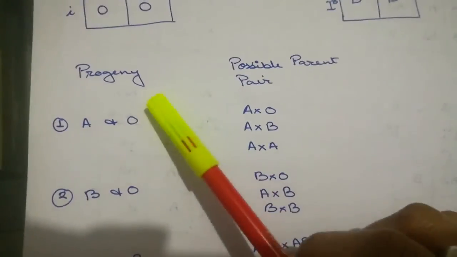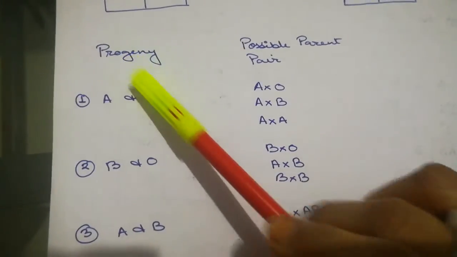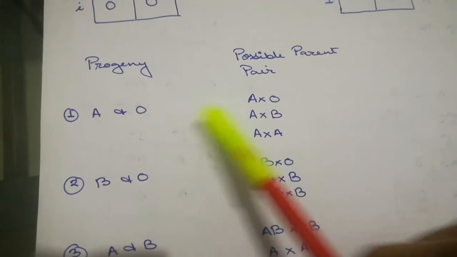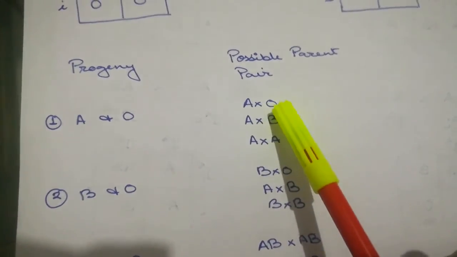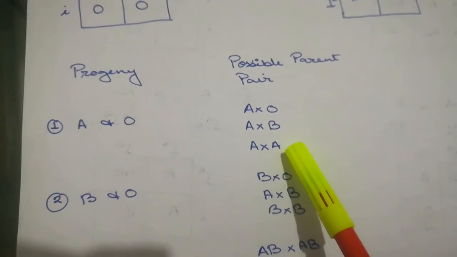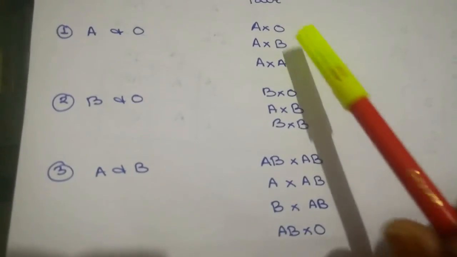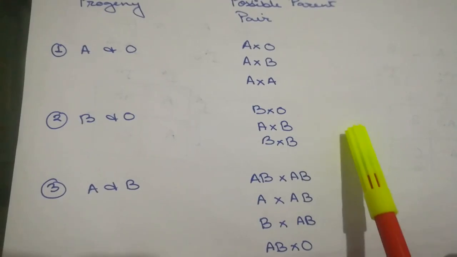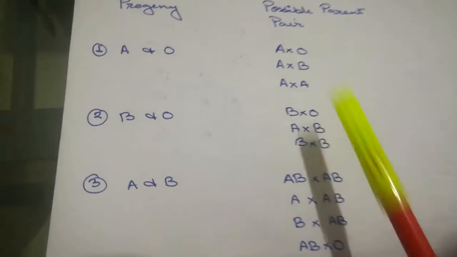Now, there are also some basic points, like if the progeny is A and B, what are the possible parent pairs? The possible parent pairs will be A cross O, A cross B, A cross A. Similarly, these are given. These are not so difficult things, but these are basically questions related to the objective part. So, go through them properly.